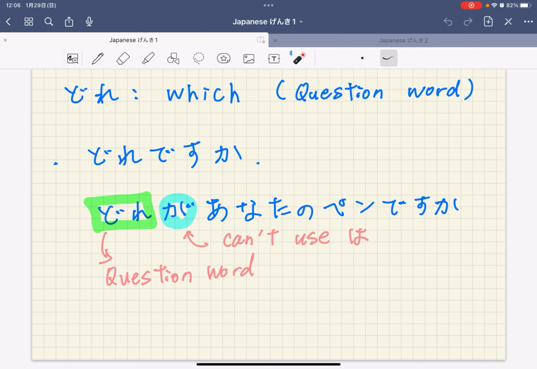Okay, that's it. So if you have the Genki textbook, I recommend to read this section because it has more detailed explanation.